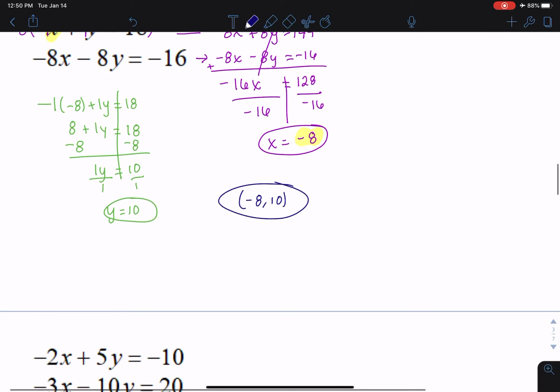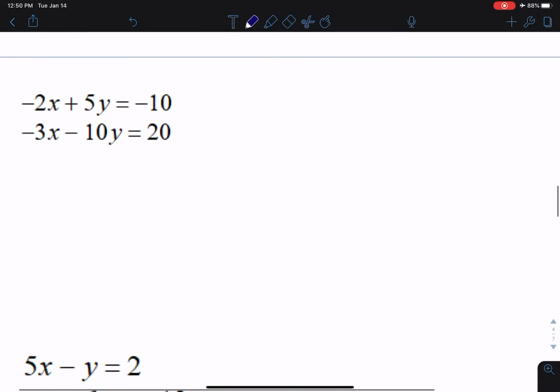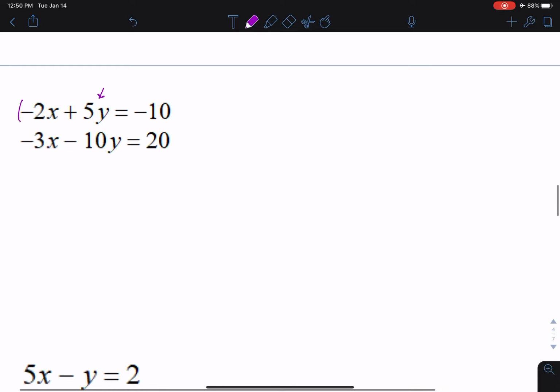All right, pause your video, try this one. Okay, so to do this one together, we notice if we add them together, nothing will cancel. If I can turn this y into a positive 10, then my y's will cancel. In order to turn it to a positive 10, I have to multiply by 2. So I'm going to distribute the 2. So I have negative 4x plus 10y equals negative 20.